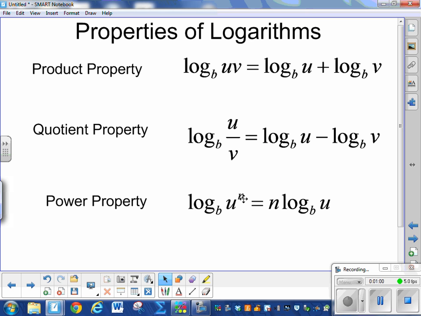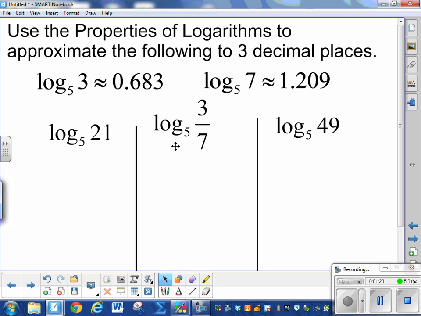If you have a power, in class we went over why that's related to the product property. Basically a shortcut of this is that the power comes down front. So any power that's right here ends up being n, or whatever that power is, times the log base u. All right, so let's kind of go over this one again.